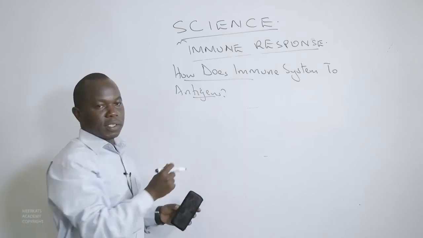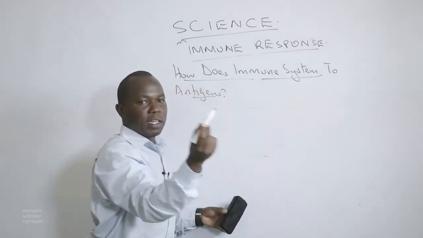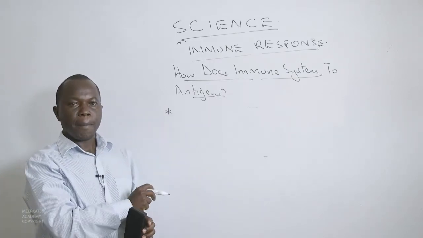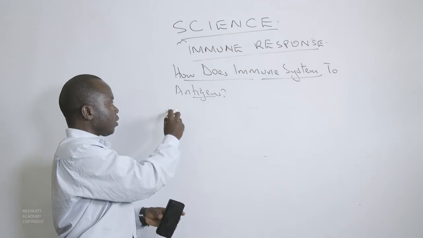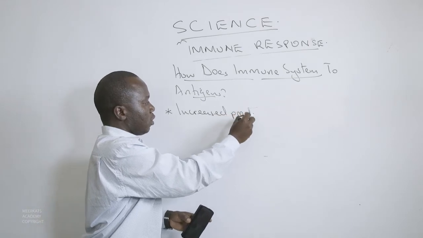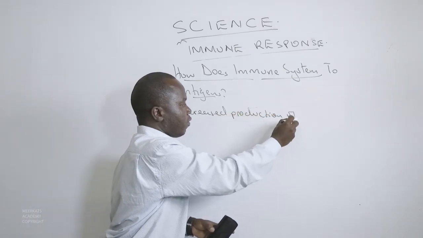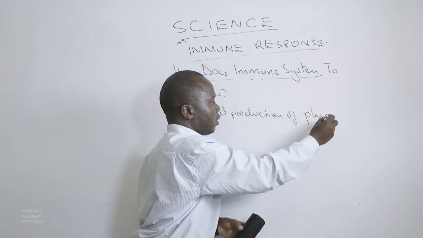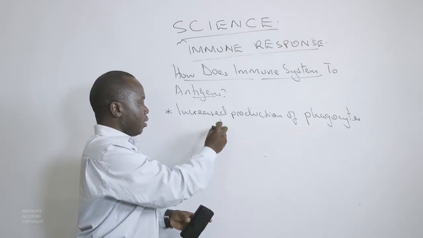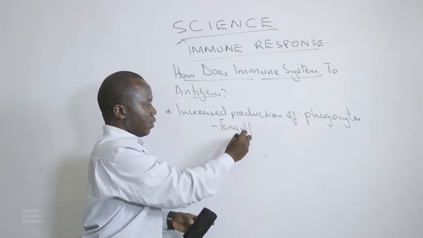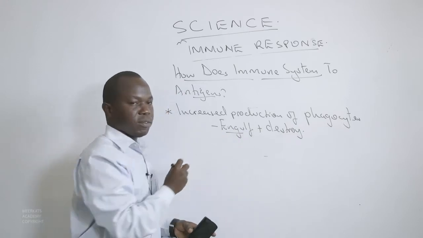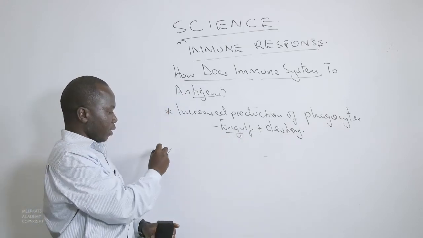So we have found out the meaning of antigens. If they are introduced into the body, what is going to happen? The body responds in two major ways: through increased production of phagocytes. We have known how phagocytes work. They engulf and destroy the pathogen. We have gone through the procedure of engulfing.